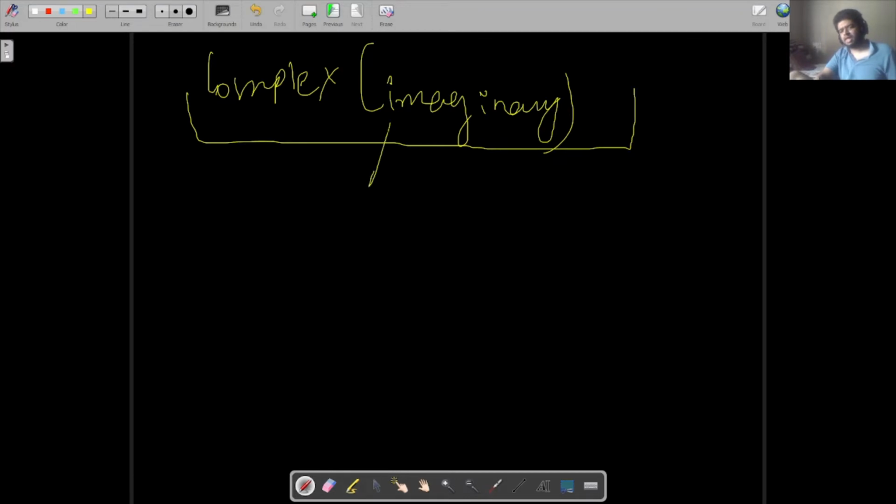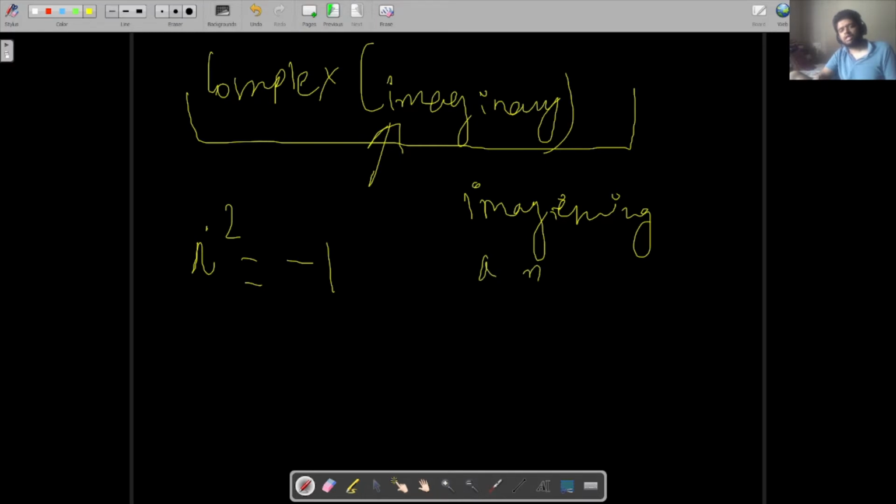Why is it imaginary? Because I am imagining that some numbers will be there whose square, when I take it, will come out as minus 1. Why are they called complex or imaginary numbers? Because I am imagining a number, such a hypothetical number, which is hypothetical.